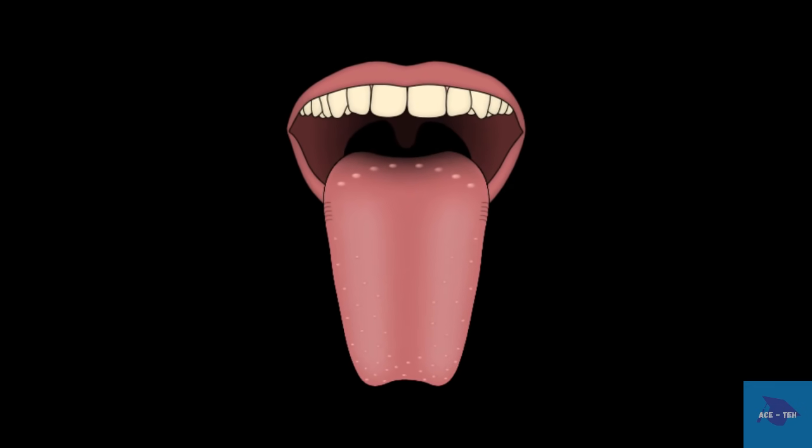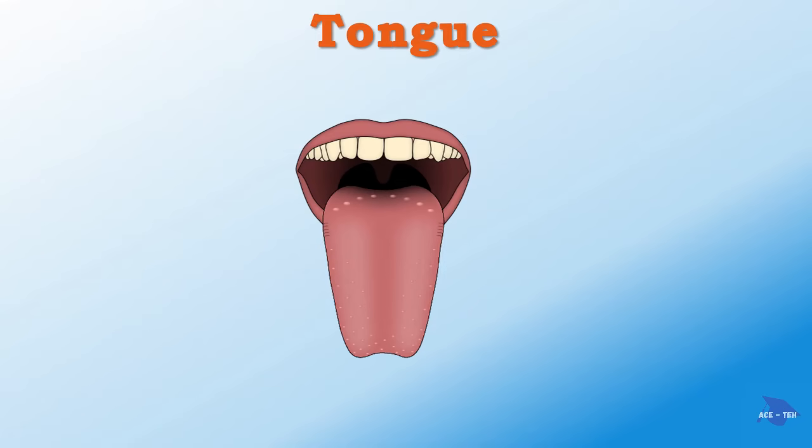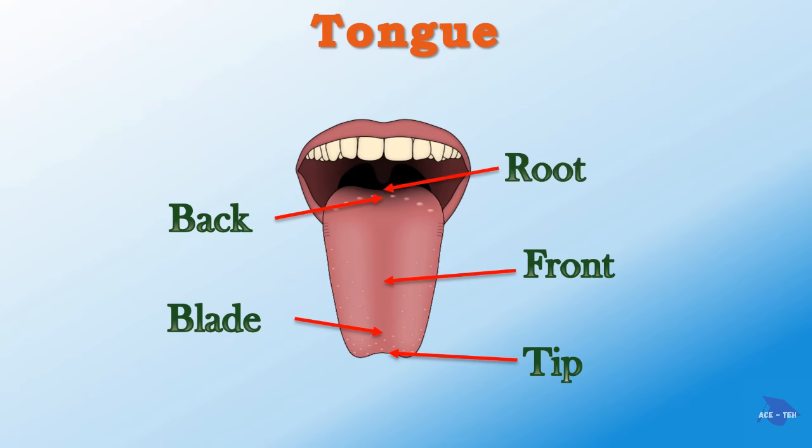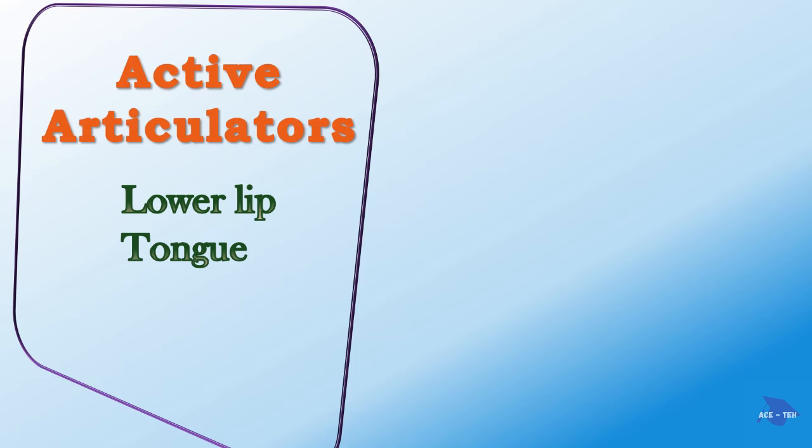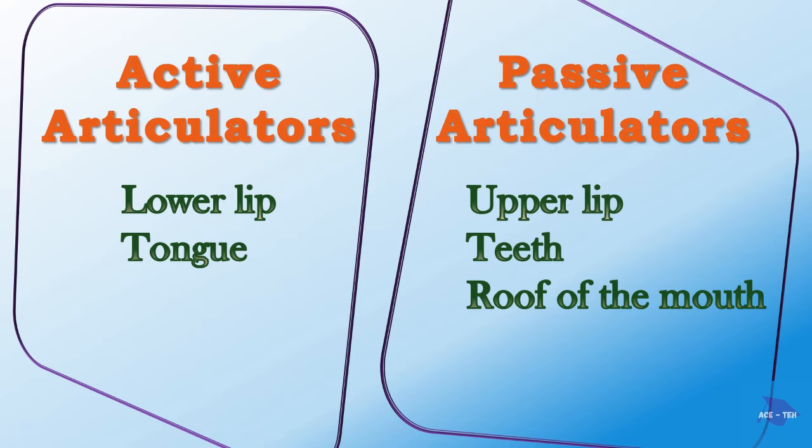Though there are no physical divisions in our tongue, for the purpose of description, it can be divided into the tip, blade, front, back and root. The position of the lips also plays an important part in the production of sound. There are passive and active articulators. Those organs in the articulatory system that move actively during speech are called active articulators. They are the lower lip and the tongue. The organs like the upper lip, teeth and the roof of the mouth are passive and hence called passive articulators.